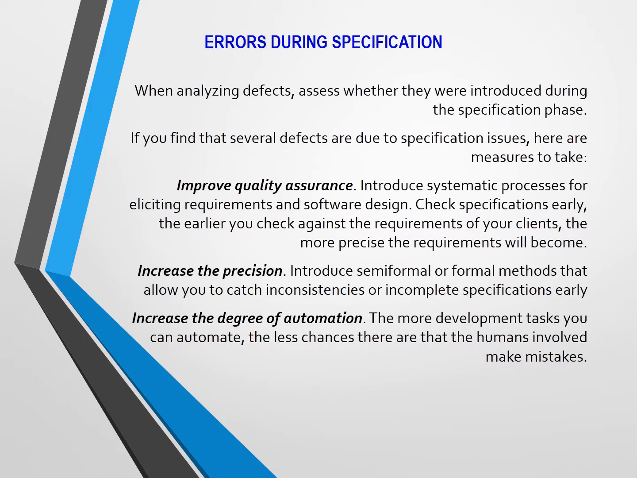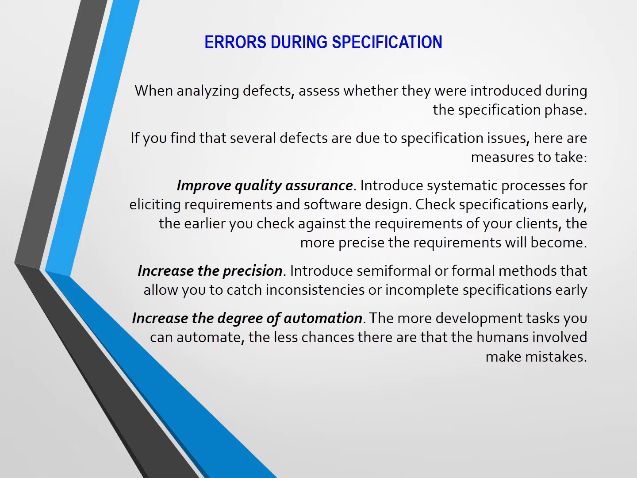Errors during specification. When analyzing defects, assess whether they were introduced during the specification phase. If you find that several defects are due to specification issues, here are measures to take. Improve quality assurance. Introduce systematic processes for eliciting requirements in software design. Check specifications early. The earlier you check against the requirements of your clients, the more precise the requirements will become.